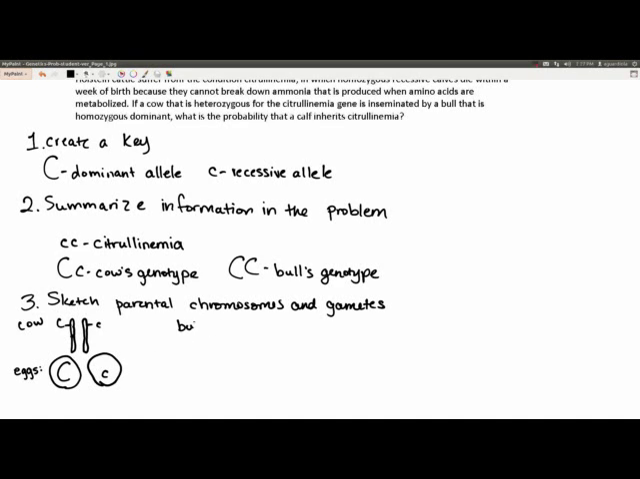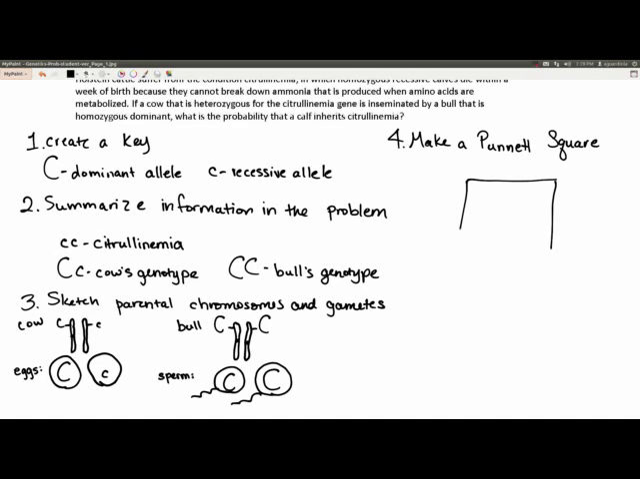Now for the bull, I'm going to show homologous chromosomes here, and the bull is homozygous dominant, so each one of those chromosomes has the dominant allele. For sperm, you'll end up with sperm cells that have the dominant allele. All right, so once you have that information, you can then make a Punnett square.